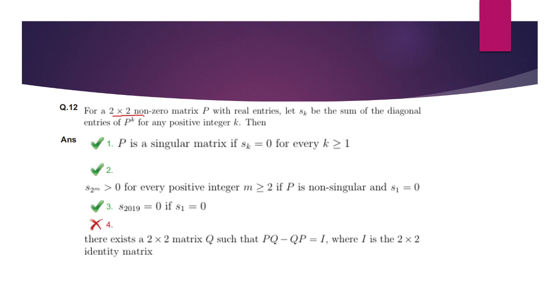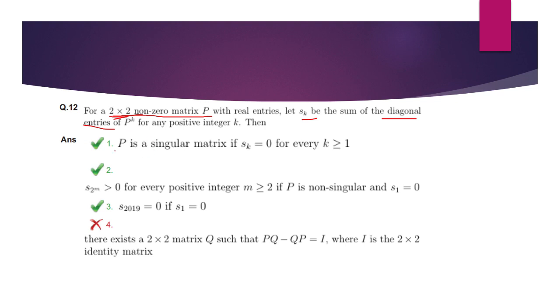It's a 2 by 2 matrix with real entries, and let S_k be the sum of diagonal entries, that is nothing but the trace, of P to the power k. So it is P to the power k. This is a very tricky question. I'll tell you how to go about it.